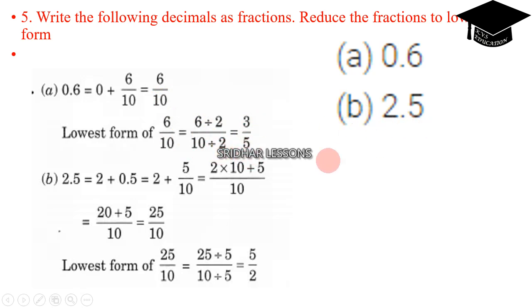Next one is 2.5. 2.5 can be written as 2 plus 0.5. That means 2 plus 5 by 10. Okay. If you take 10 as LCM, 2 into 10 plus 5, that is 25 by 10. Okay. 5 can be cancelled 5 times in the 25, and 2 times in 10, giving 5 by 2. So the lowest form of 25 by 10 is 5 by 2.